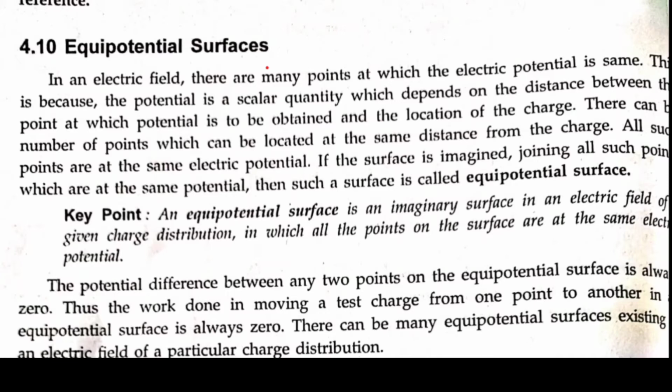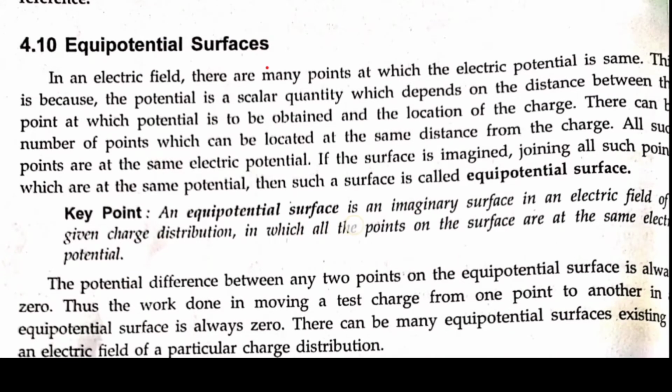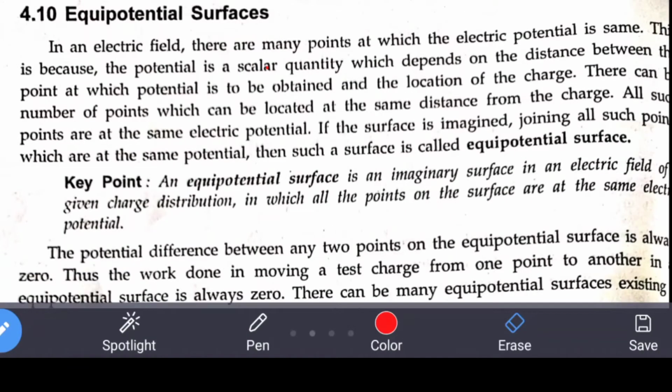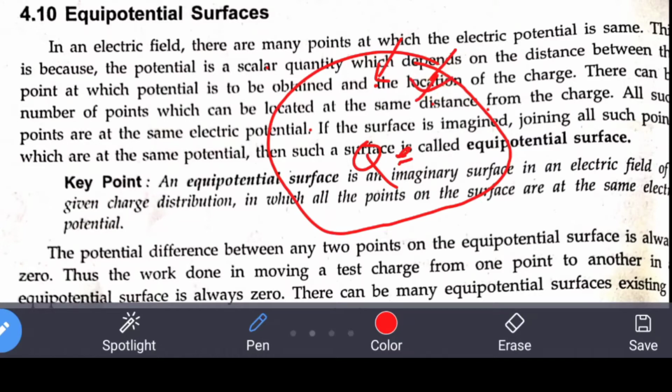The equipotential surface is an imaginary surface in the electric field of a given charge distribution, in which all the points on the surface have the same potential. If you consider any two points on such a surface, where a charge Q is located somewhere, and the potential is the same, that surface is known as an equipotential surface. Let us see that also.